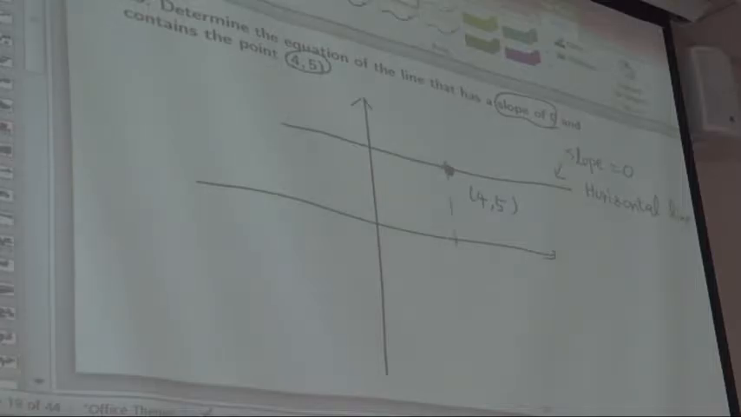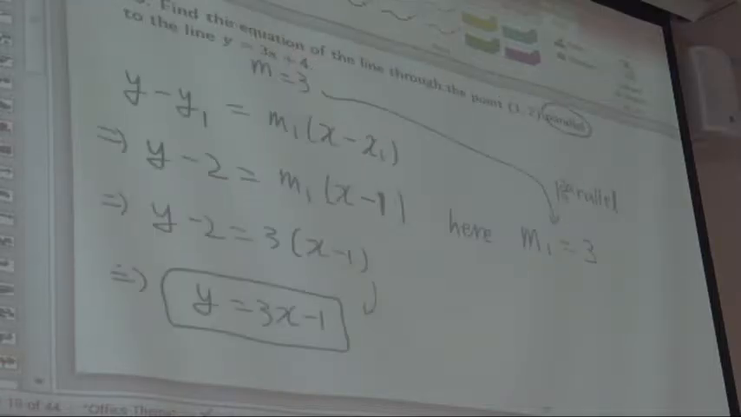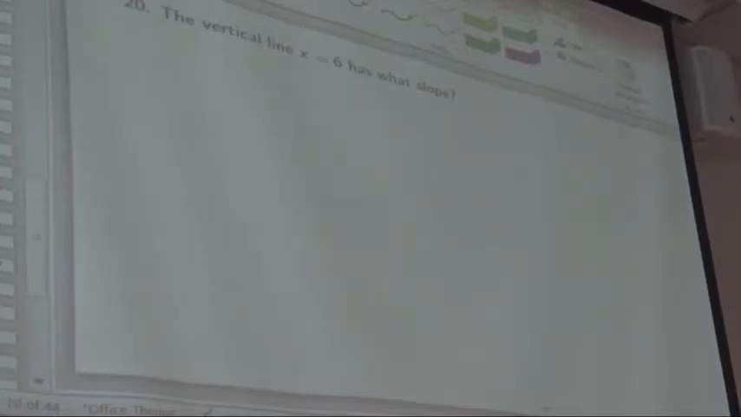So what is the equation for this line? This is y is equal to 5. The horizontal line is y is equal to 5. That's the horizontal line. And a vertical line, x equals 6, and this is a vertical line.